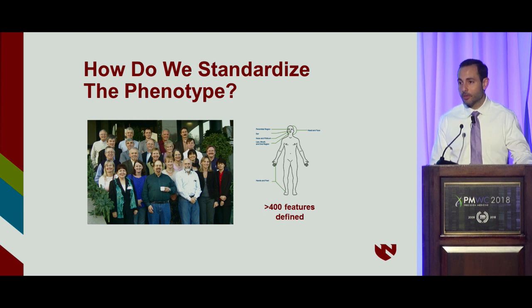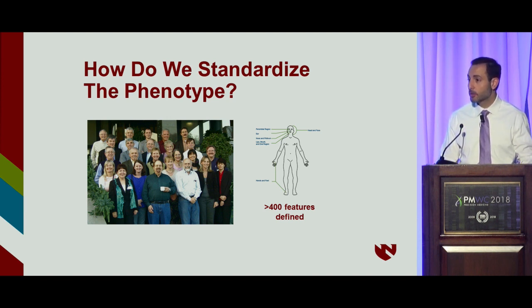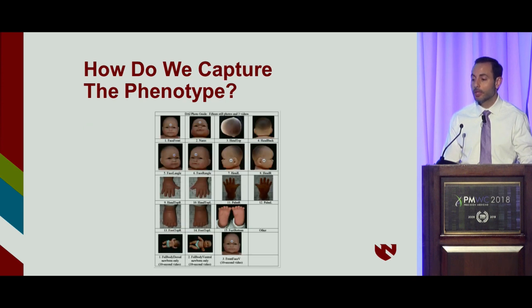So one of the first efforts to try and get at this problem of getting a really robust phenotype was led by a group of geneticists a few years ago to try and standardize the nomenclature. They worked together and came up with the elements of morphology that you can now see hosted on the NIH website. In our field, in dysmorphology, we focus on the face, hands, and feet because those are the most variable regions of the body. And not surprisingly, they came up with over 400 features that one could annotate. Once we standardize the phenotype, the next question becomes, how do we capture it?